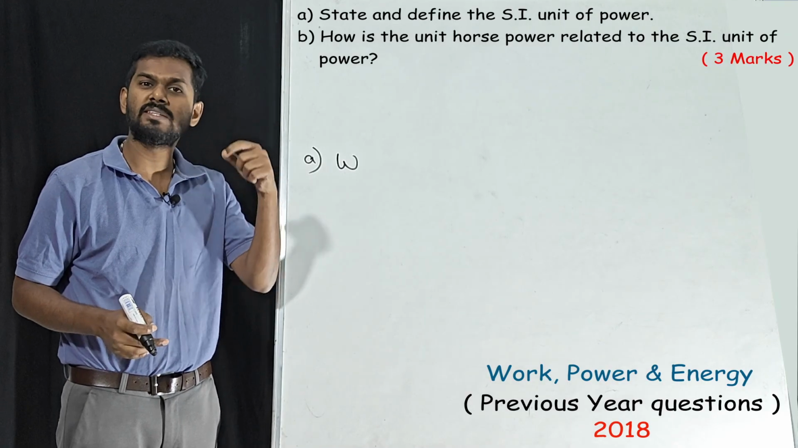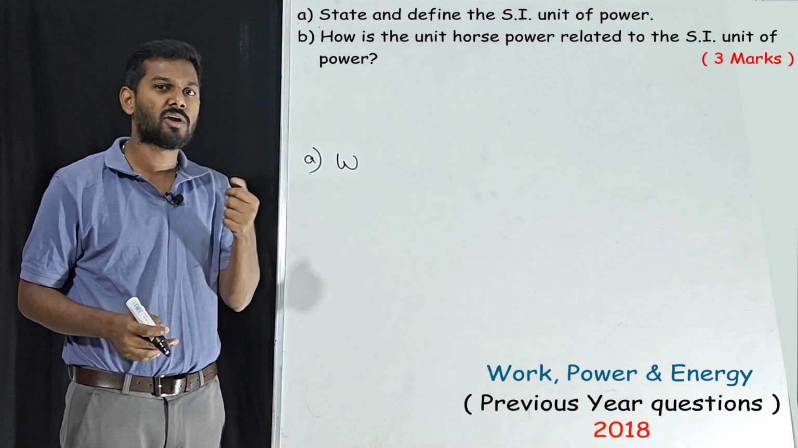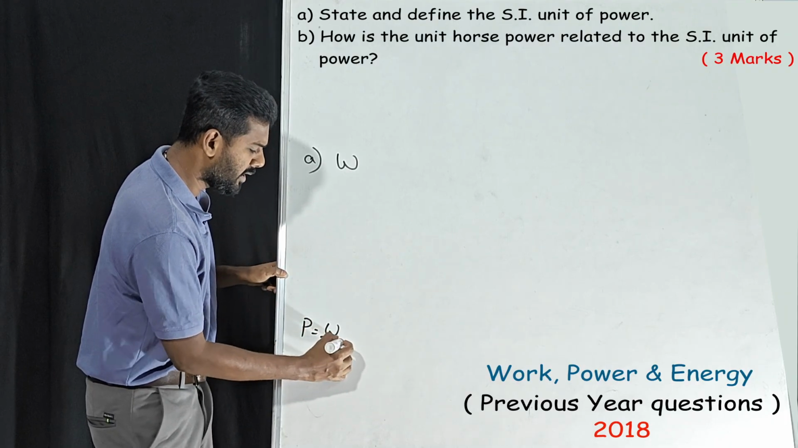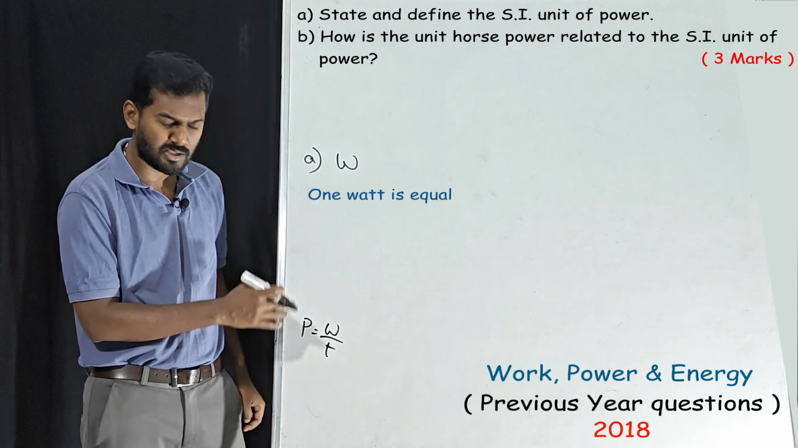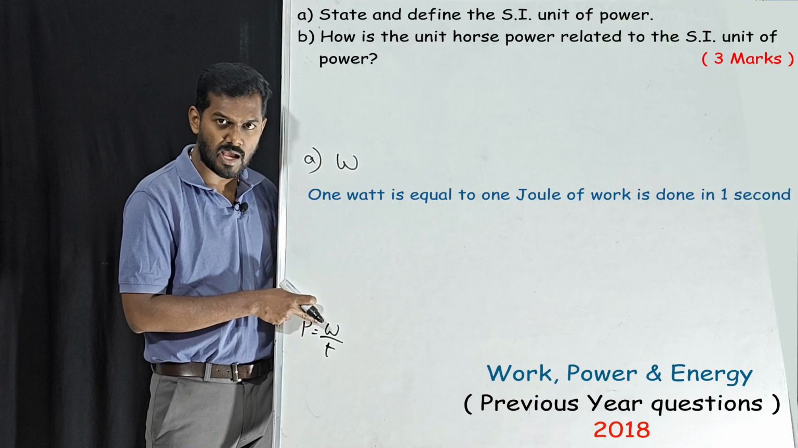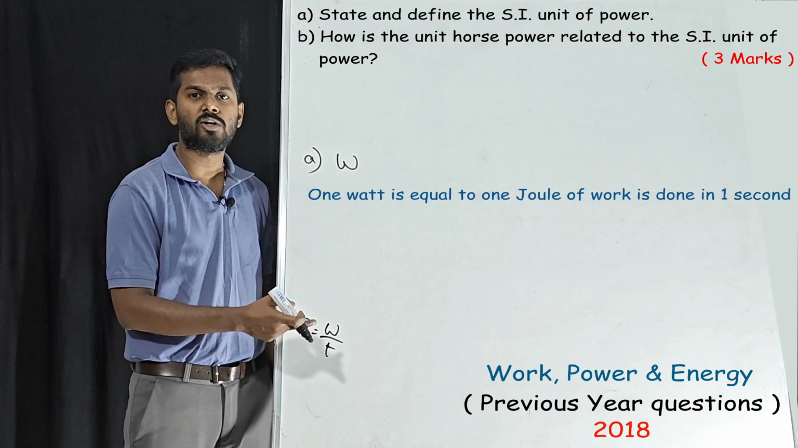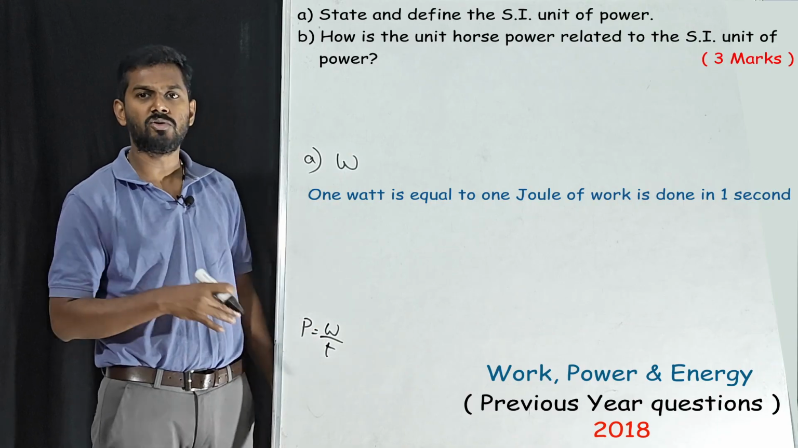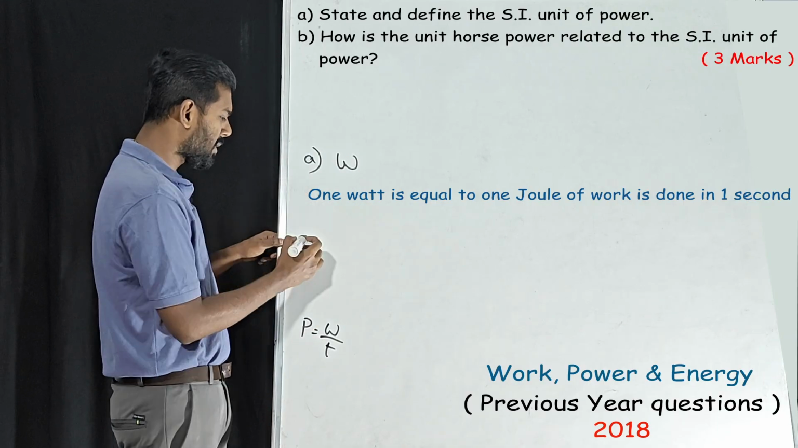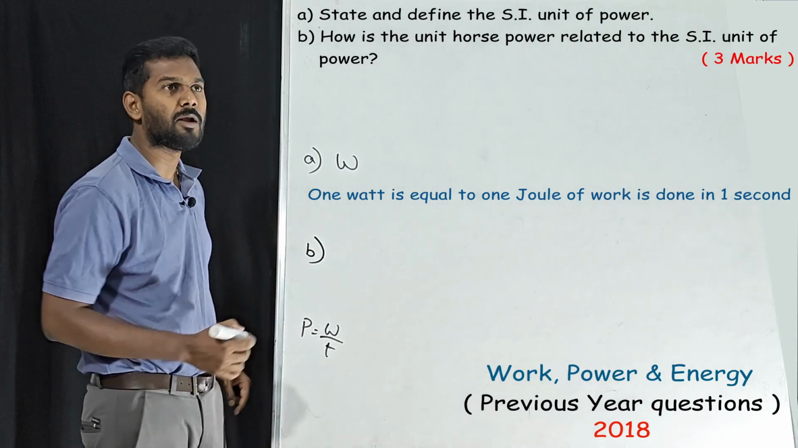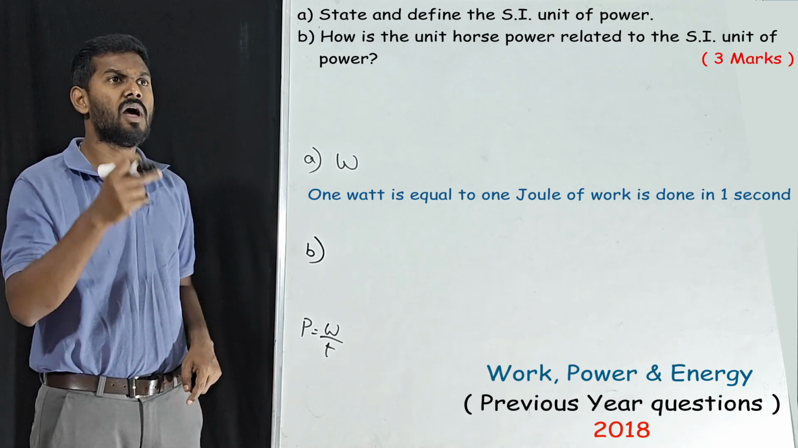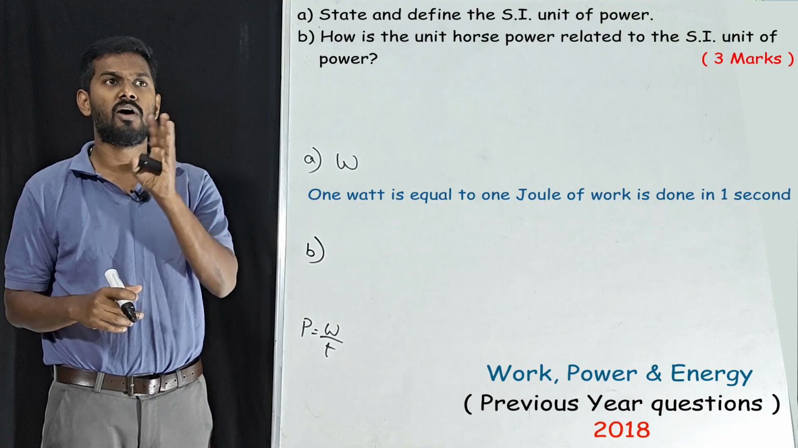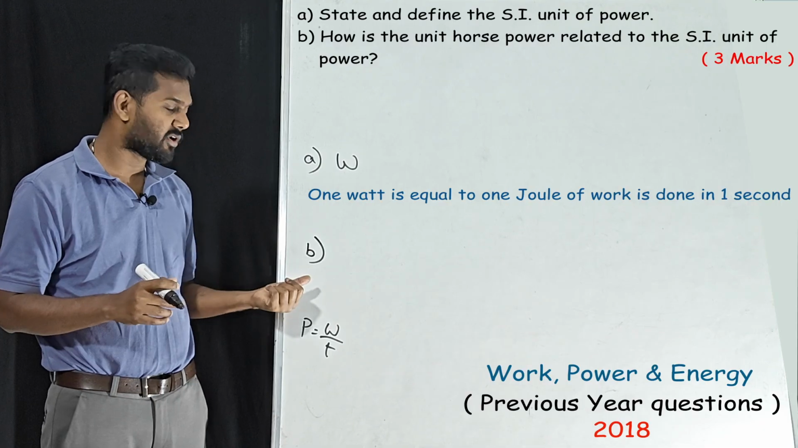How can we define this unit? Power is equal to, what? Work done by time, right? So how can we define the unit? 1 joule of work done in 1 second is said to be 1 watt of power spent. Like this we have to define. So part A is done. We'll go to part B. How is the unit horsepower related to the SI unit of power? Okay, what is the SI unit of power?